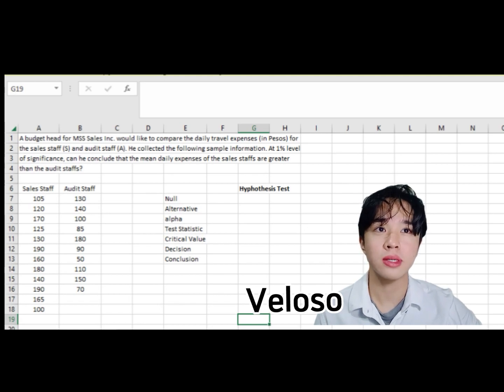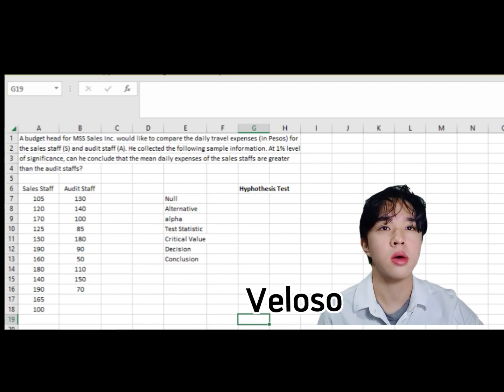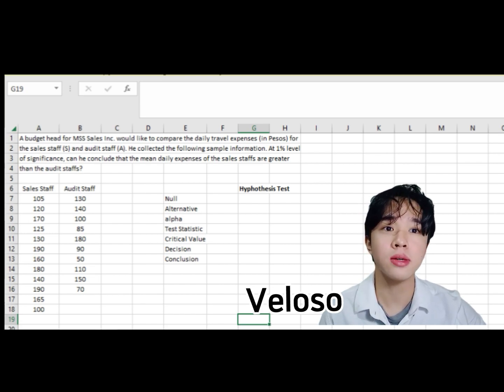We will be proceeding to our last problem. Hi, my name is Nemros, and here in problem number 3, we are using the two-sample test with unequal variance. A budget head for MSS Sales Incorporated would like to compare the daily travel expenses in pesos for the sales staff, which is represented by the letter S, and audit staff, which is represented by the letter A. He collected the following sample information.